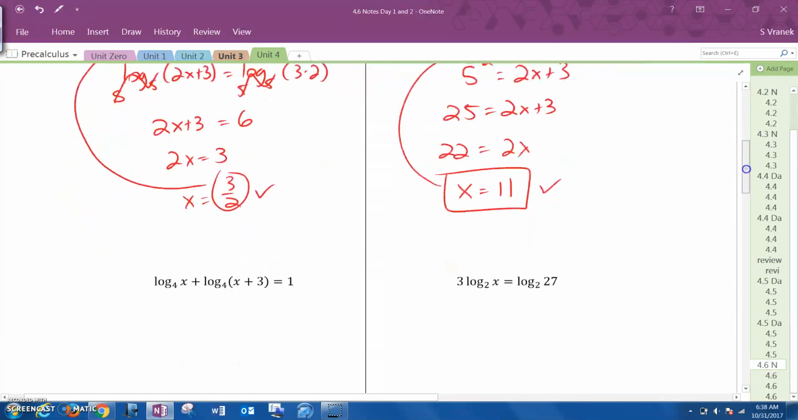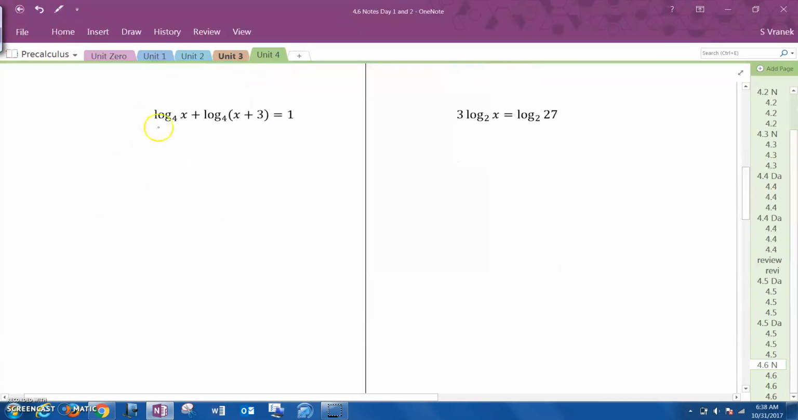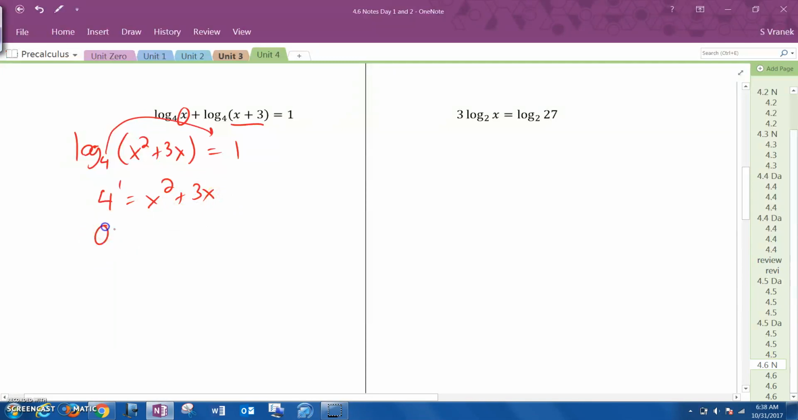Next one, we have only a log on one side. So we have to condense this by multiplying these pieces together. When you multiply those pieces together, you get log base 4 of x squared plus 3x equals 1. Now we have to write it as an exponential. So it's 4 to the first equals x squared plus 3x. And now we move the 4 over. Because we have a quadratic, we want to set it equal to 0.